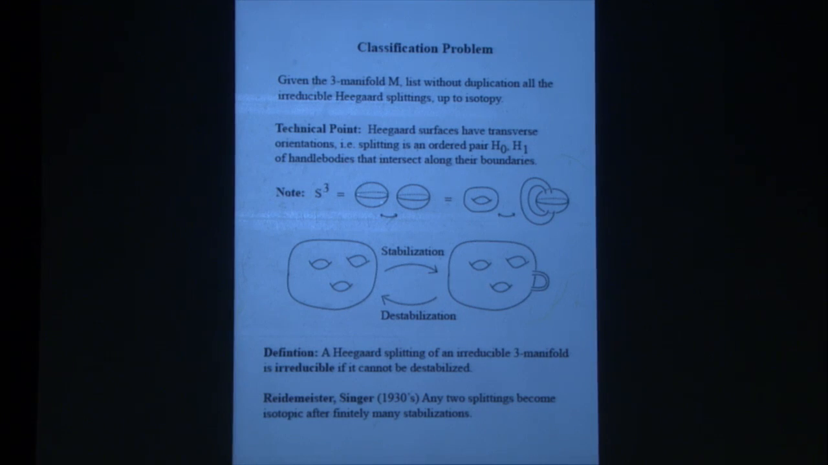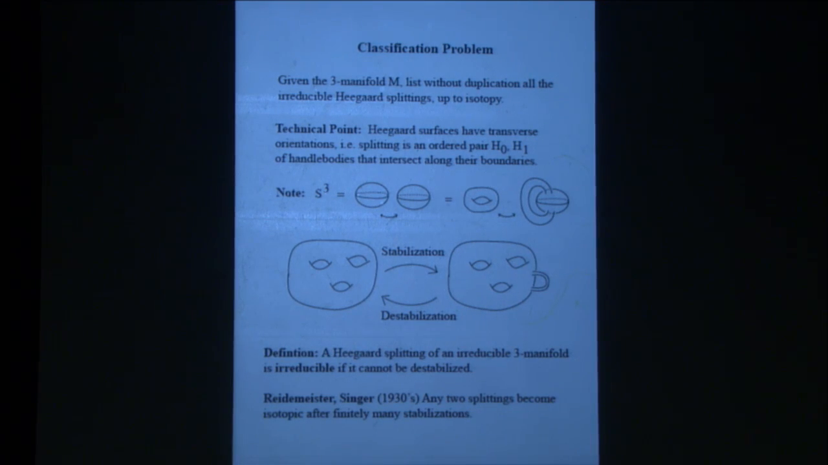So here's the classification problem: given a three manifold, list without duplication all the irreducible Heegaard splittings up to isotopy. If you have two splittings related by an ambient isotopy in the space, let's just consider those the same.